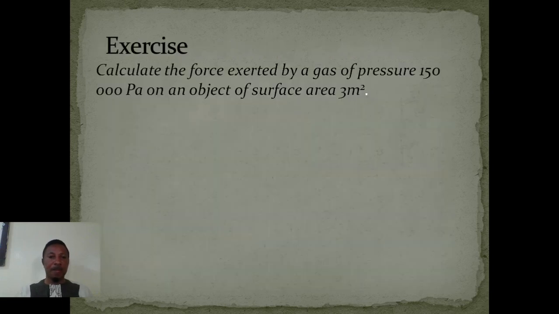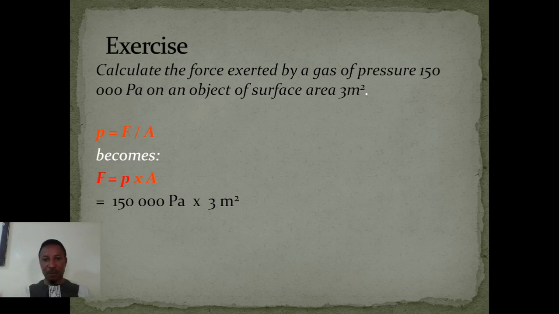All right? Now, exercises. Let's quickly solve this exercise and move on. We have this: calculate the force exerted by gas of pressure 150,000 pascal on an object of surface area 3 meters squared. In this case, we have to look for force. From the triangle, you can see that force is pressure times area. Pressure is force over area, so force becomes pressure times area. So pressure multiplied by the area will give us the force we need. Is that understood? It's very simple.